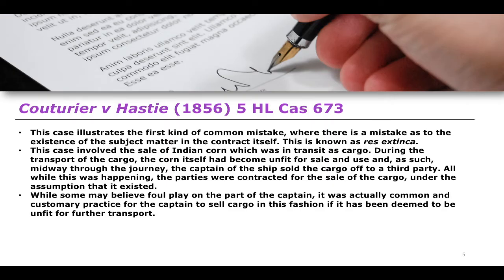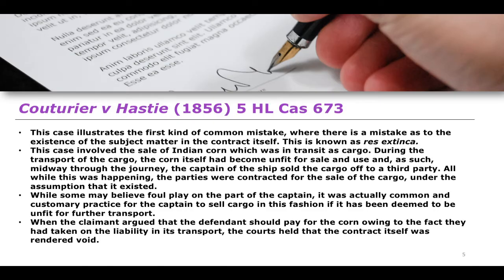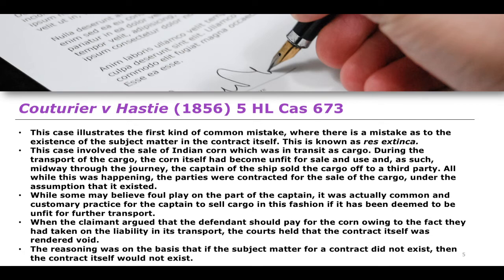If it's deemed to be unfit later on in the journey, in the voyage, then sell it now, essentially. But then when it comes to the contractual ideas relating to mistake, it argues here that when the claimant made the argument that the defendant should pay for the corn owing to the fact that they had taken on the liability in its transport, the courts held that the contract itself was rendered void. And it was rendered void, of course, because the contract did not exist owing to the fact that the subject matter did not exist. If the subject matter of the contract did not exist, then the contract itself would not exist.